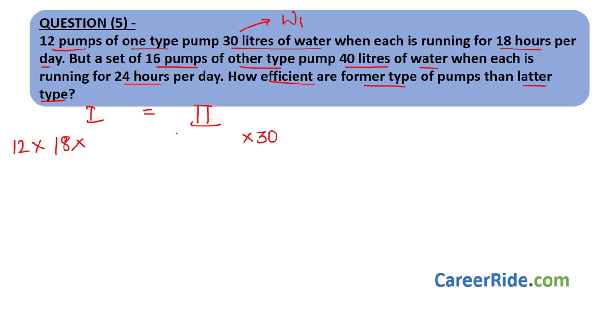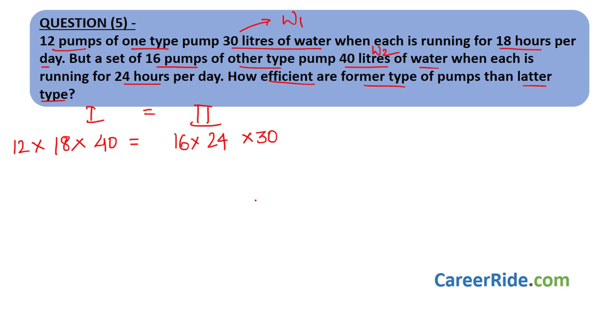So the number of men in the second case would be 16, that is the number of pumps. Other type pumps pump 40 liters of water. What is this 40 liters of water? Work done in the second case, that would come over here. So write 40 over here, equate it. Now we do not know the number of days over here. What is the time for the second scenario? 40 liters of water when each is running for 24 hours per day. So write 24 over here.